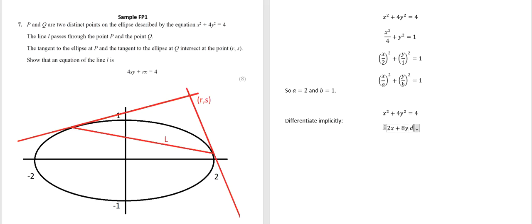This is the easiest way to generate an expression involving the gradient without having to artificially introduce parametrics. So we'll get 2x plus 8y dy by dx, and then on the right hand side is 0. So dy by dx is going to turn into minus 2x over 8y, or if you prefer, minus x over 4y.